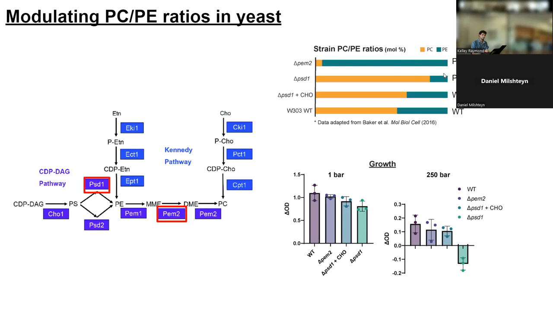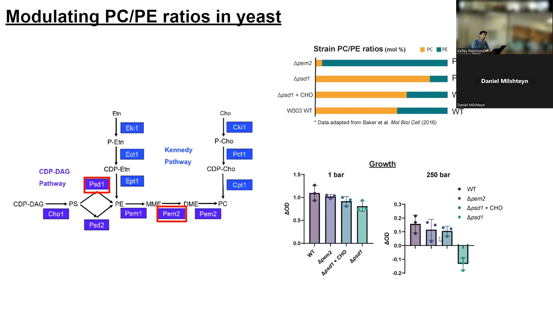And the same thing is observed when you grow them under pressure. So that's shown here in the second bar, which is darker blue. At low pressure, it grows similarly to wild type, and when you grow that strain under high pressure, there isn't much of a defect in growth. So getting rid of or decreasing the cylindrical lipids dramatically doesn't really seem to affect the growth of the yeast under pressure.